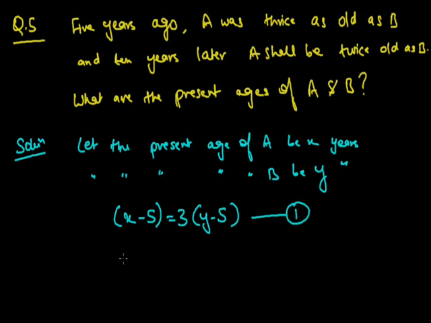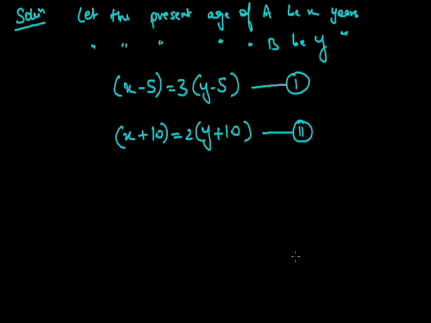And now from the second statement we'll write down that after 10 years, means 10 years later, from the present, so accordingly we'll take the ages of A and B after 10 years, that is x plus 10 and y plus 10. So the age of A will be 2 times the age of B after 10 years. Now this will become our second equation, and accordingly now we'll solve it and get the values of x and y.